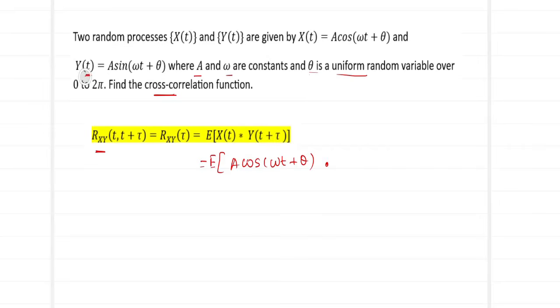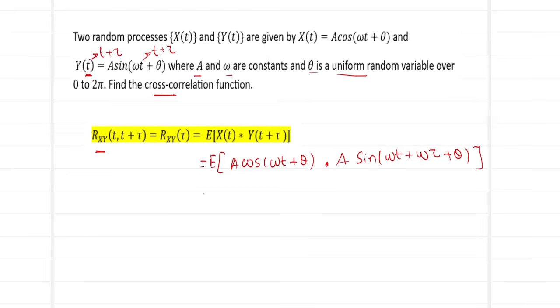What we have in hand is y of t. So what has to be done? Wherever we have t, we replace it with t plus tau. So this gets replaced as t plus tau. Hence the second term becomes A sin(omega t plus omega tau plus theta).